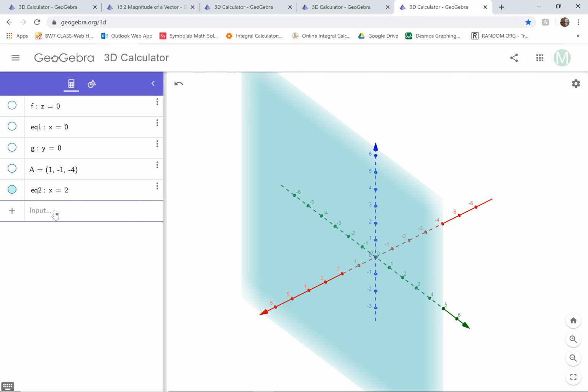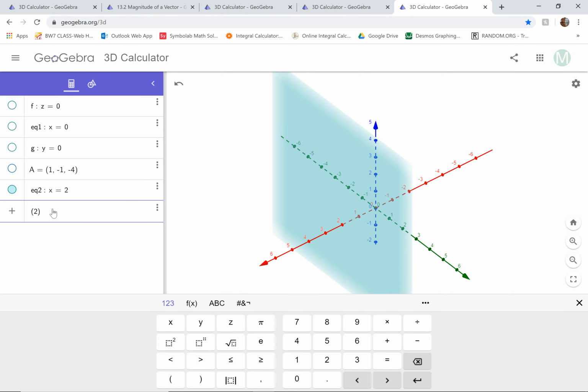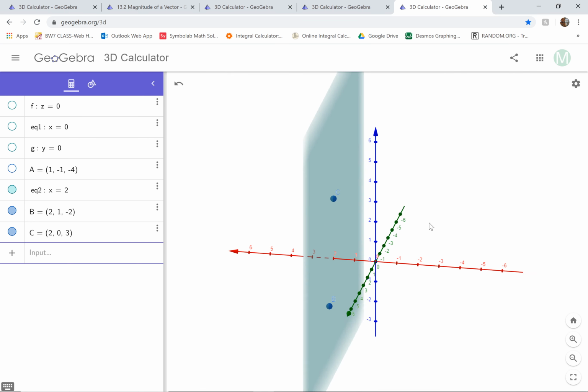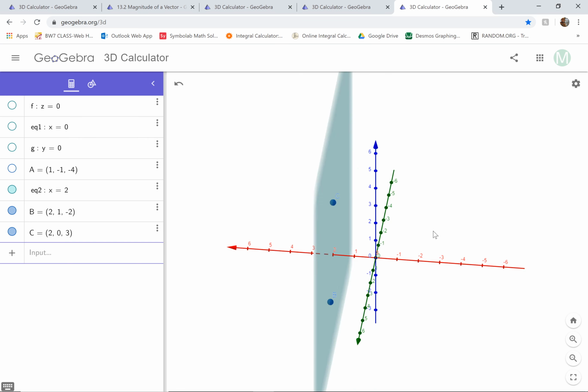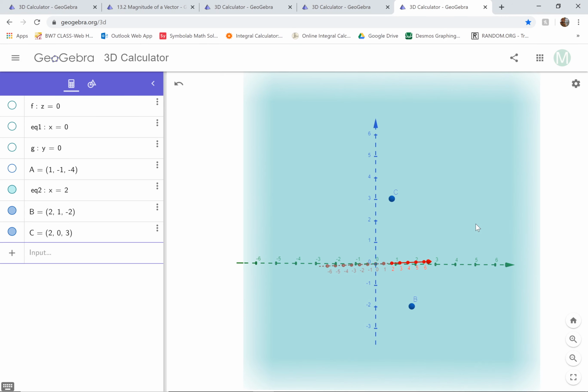Let's just pick one. 2 has to be the x coordinate, so (2, 1, -2). Let's choose another point. Again, 2 must be the x coordinate, so let's do (2, 0, 3). And you can see there, if I move this plane around, they are part of that plane.